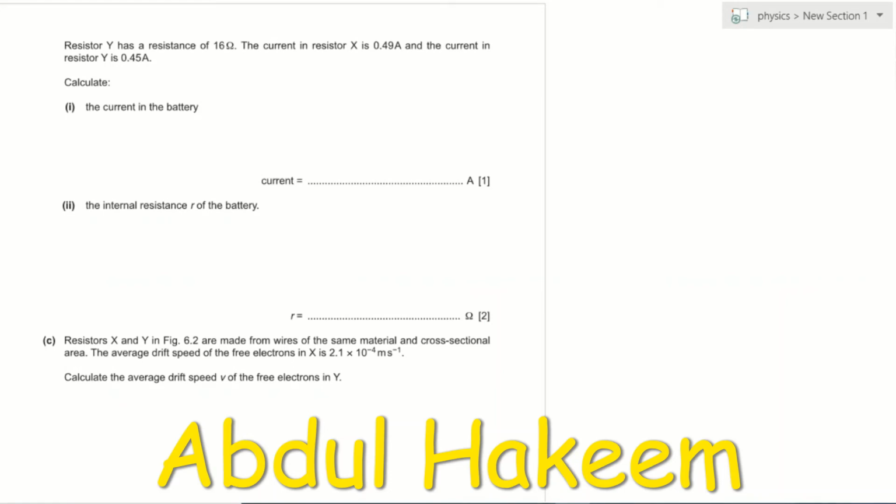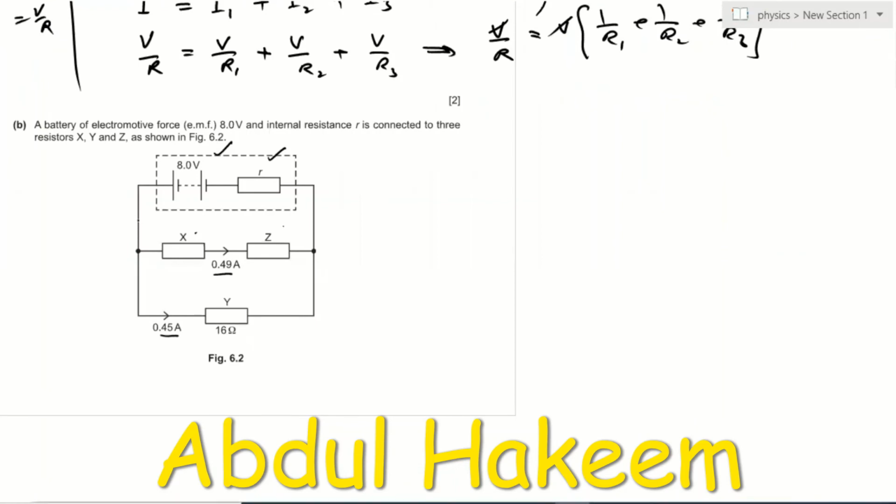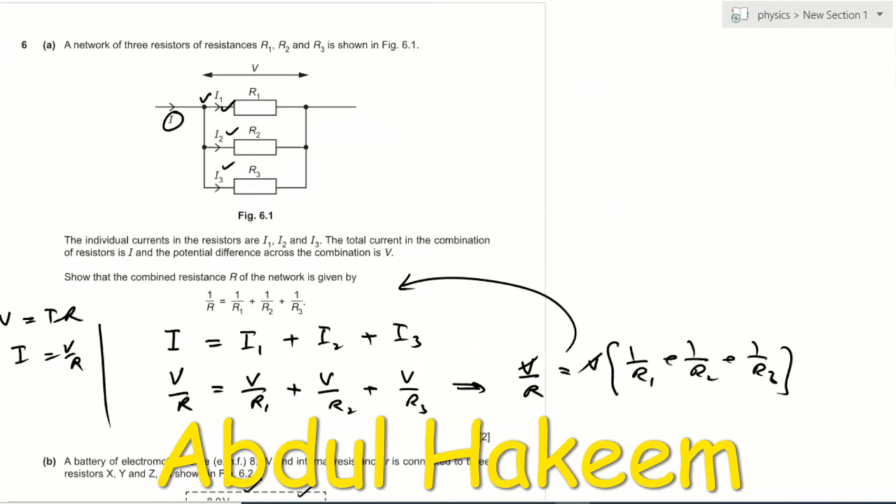Calculate the current. Look, the current from the battery is I1 plus I2. So 0.49 plus 0.45, the current will be 0.94. Now we have to calculate the internal resistance, 2 marks. Look, here the total current flowing through this circuit is 0.94.